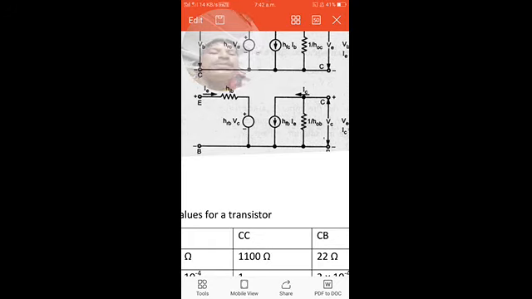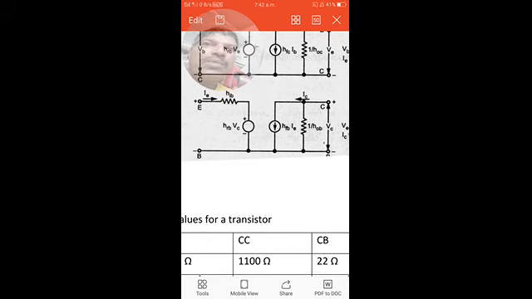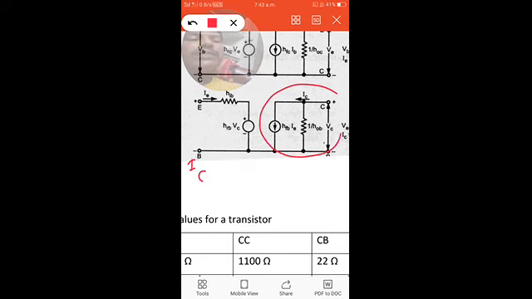Similarly, we can represent the output current for the common base configuration. Output current is the collector current. For common base configuration, emitter is the input and collector is the output terminal. So we can write the equation for collector current IC.